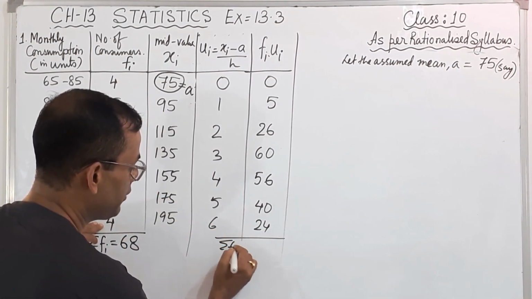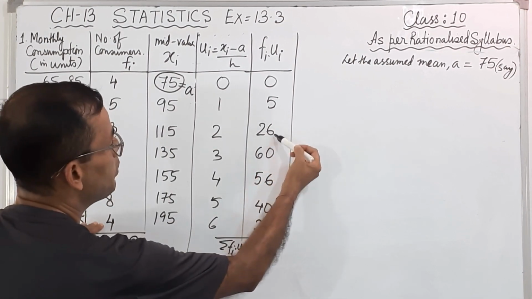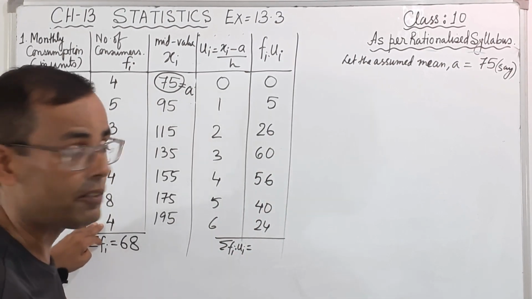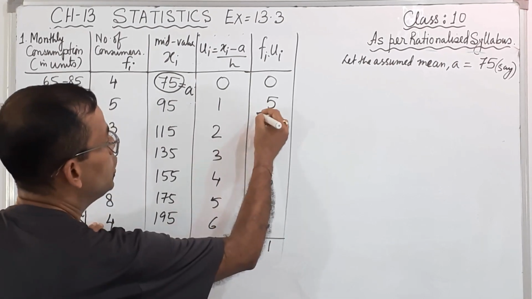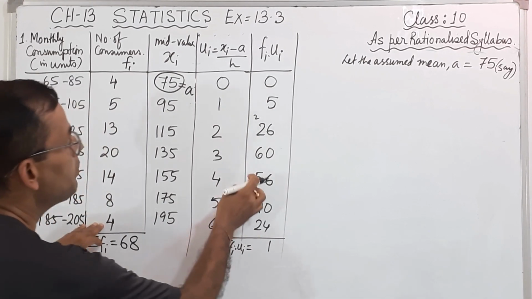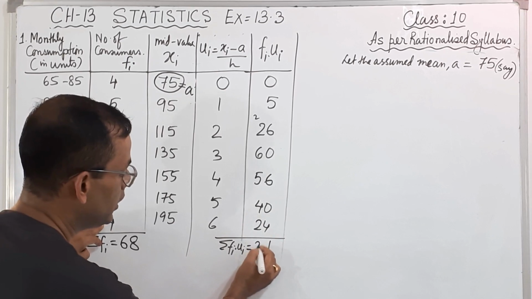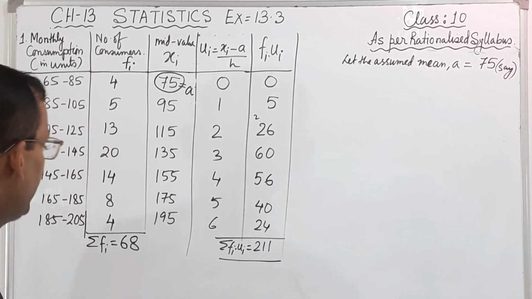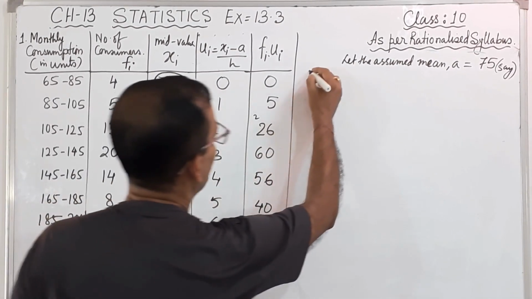So summation Fi Ui equal to how much? See, 5 plus 6, 11. 11 plus 6, how much comes? 17. 17 plus 4, 21. So 2 here. So 2 plus 2, 4. 4 plus 6, 10. 10 plus 5, 15. 4, 19, 20, 21. So 2, 1, 1. We got it. How much? 2, 1, 1. And here summation Fi is what? 68.